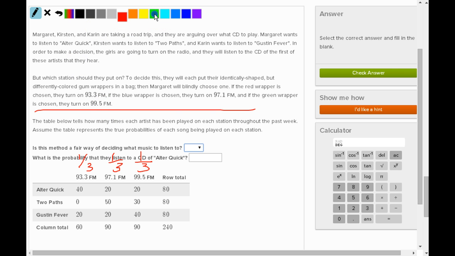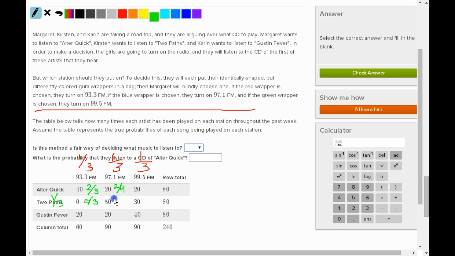Now, the table tells us how many times each artist has been played. So here we have a scenario where the Alter Quick has a 2/3 probability. This has a 0/3 probability, and this one has a 1/3 for this guy. I guess they don't like me writing below a certain level on these. But this one is a 1/3 right here. And how about this? This is 2/9, right? This would be 2/9.